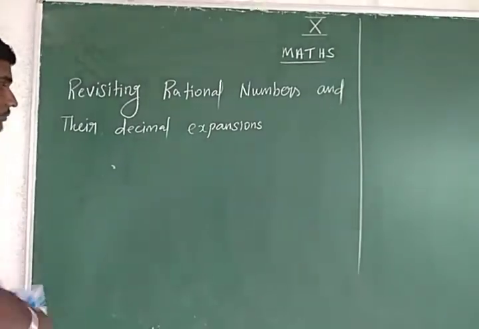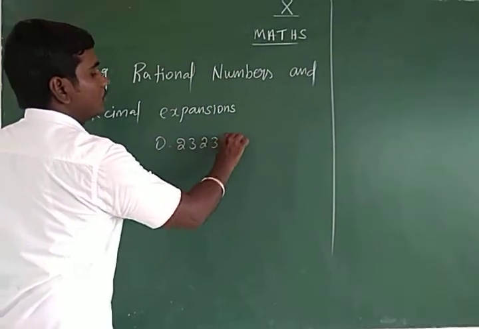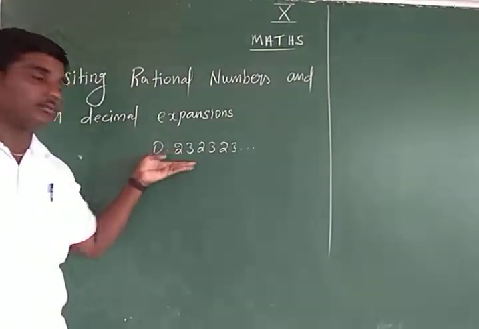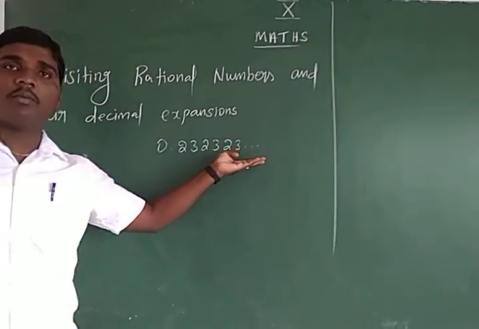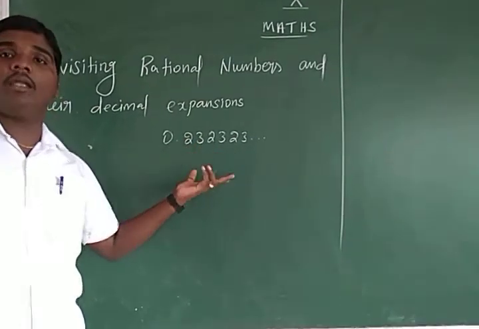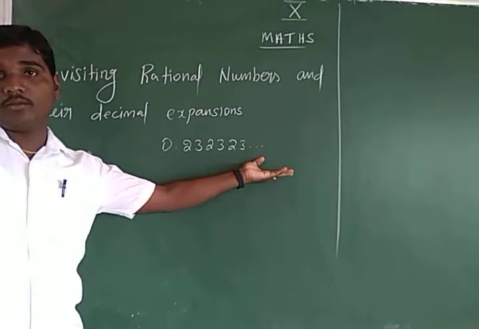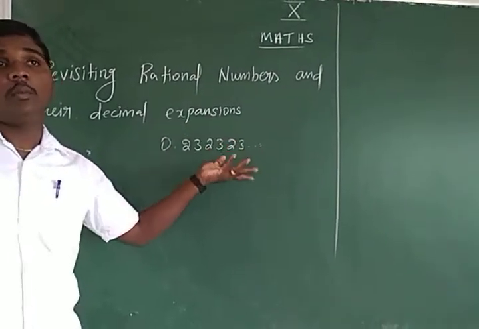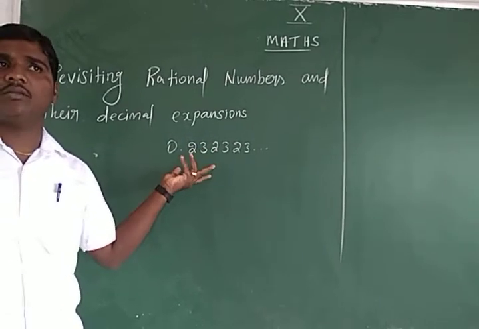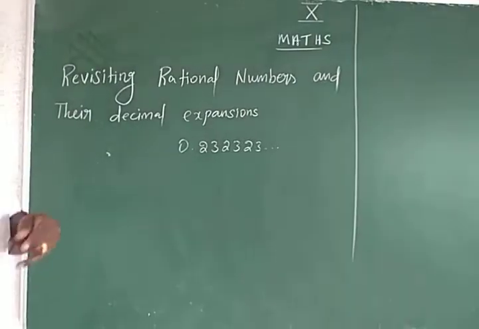For example, 0.232323. It is non-terminating; the last decimal place we don't know. It is non-terminating, recurring or repeating. The block 23 is repeating. The block may be 1 digit, 2 digits, or many digits.